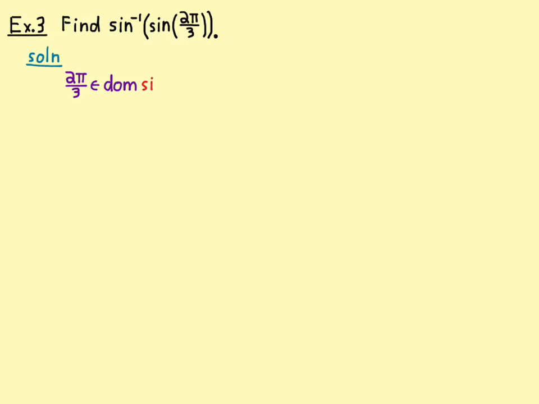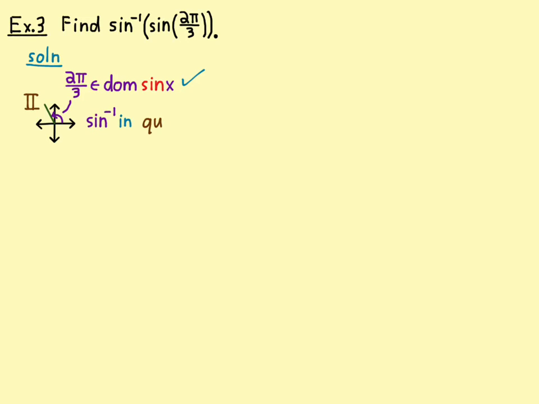Okay, here's a third example. Find sine inverse of sine of 2 pi over 3. Now 2 pi over 3 is not in the range of sine inverse, so those don't just cancel. It is in the domain of sine x because all real numbers are, so that checks.